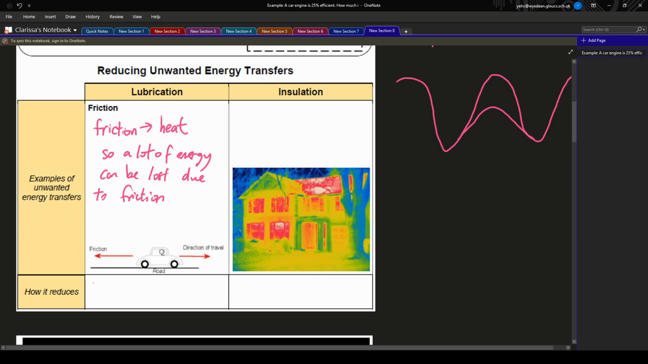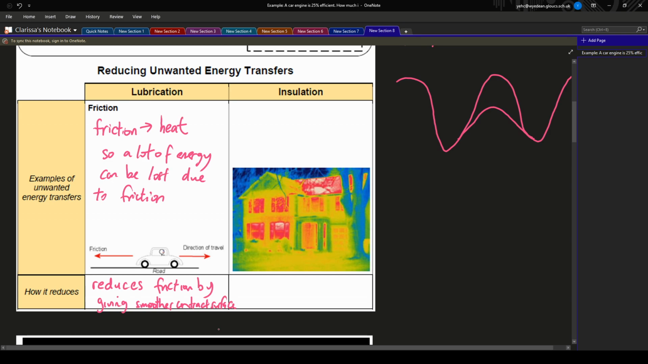So lubrication reduces friction by giving a smoother contact surface.